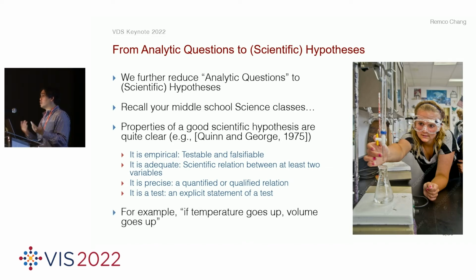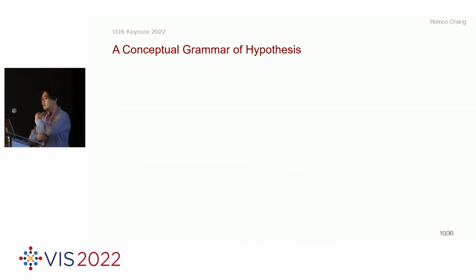right? So as an example, in a scientific hypothesis, you would say, if I heat up this thing, so essentially if temperature goes up, volume will also go up. Right? So given such a clear definition, we can start to think about this in a formal way. So we're going to go from this hypothesis definition into a more formal grammar.